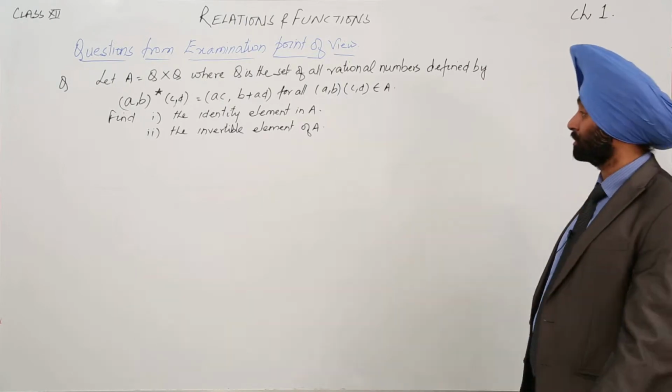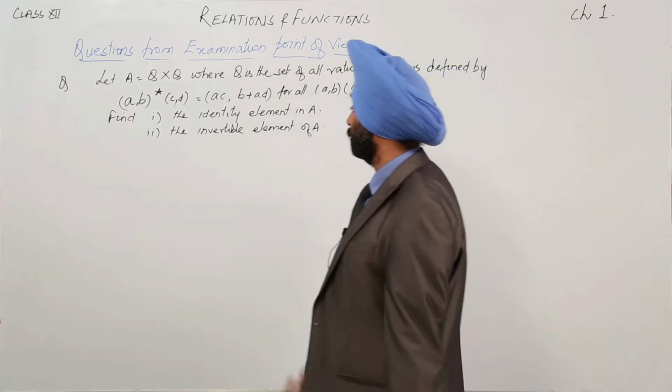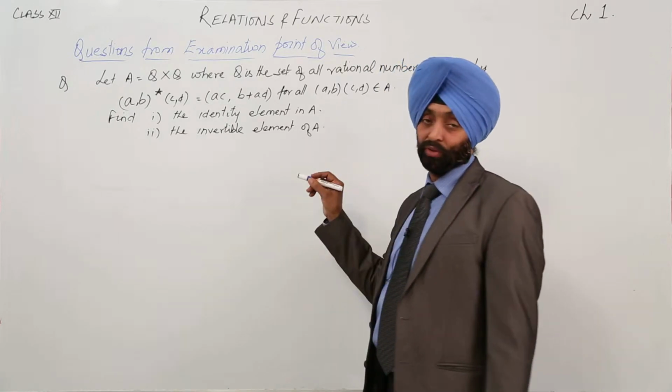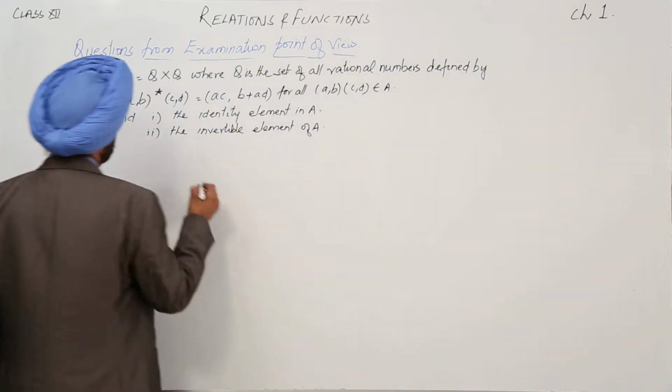The set of rational numbers. Now what we have to prove, sorry, what we have to find? We have to find the identity element in A and the invertible element of A. This we have to find. Okay, so now let's start.